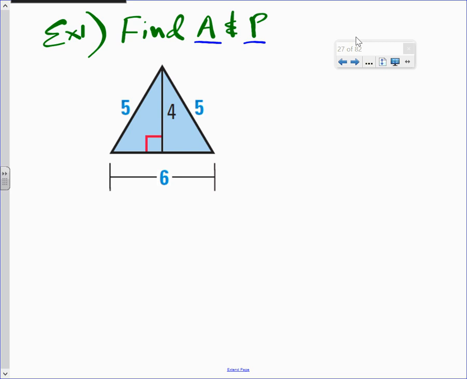You can't breathe. Forget the area and perimeter. Let's go to the nurse.